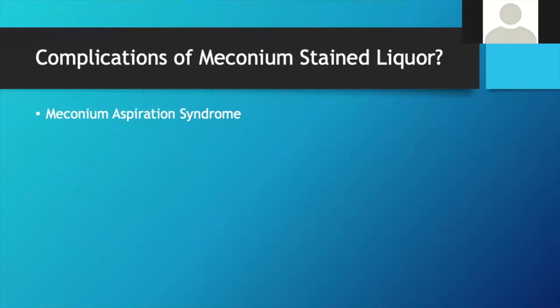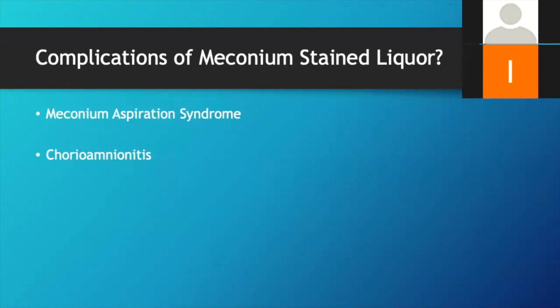So we said that complications are meconium aspiration, infection. Anything else? That's part of meconium aspiration. Remember, there was a hypoxia that was causing the meconium to pass in the first place. That can still cause problems. So don't forget about that.